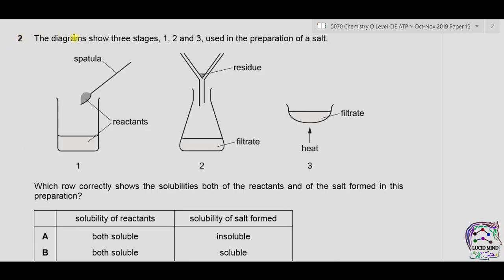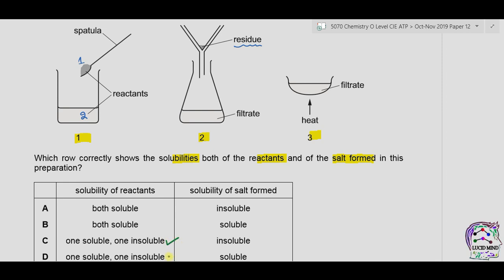Question 2. The diagrams show 3 stages, 1, 2 and 3 used in the preparation of salt. Which row correctly shows the solubilities both of the reactants and of the salt formed in this preparation? From the diagram we can see that one of the reactant is this one and second reactant is this one. The two react together and residue is formed, which is filtered off. So it means that one of the reactant is insoluble. So it could be either C or D.